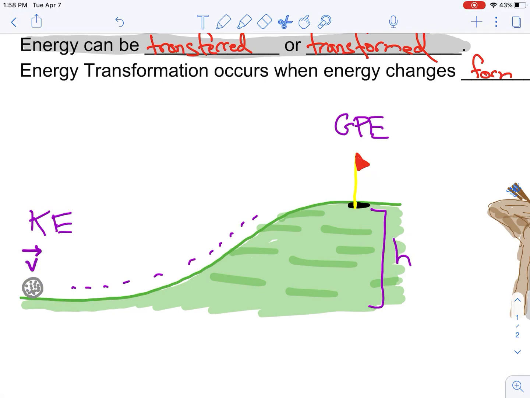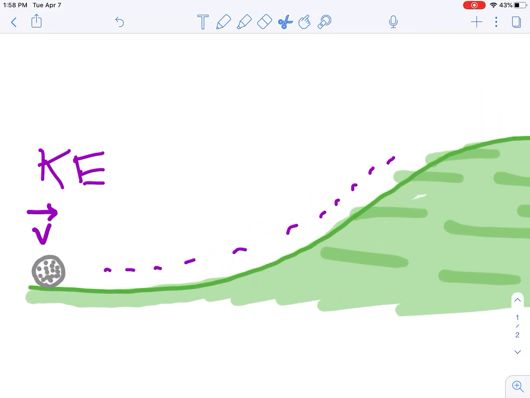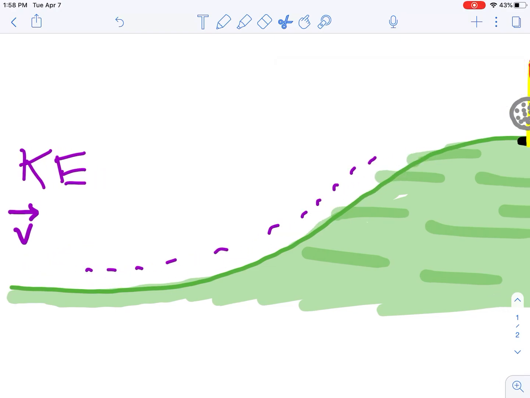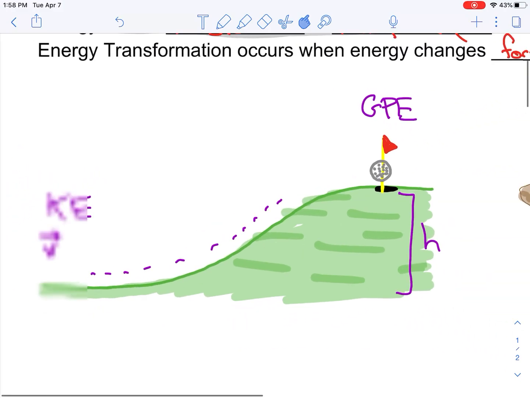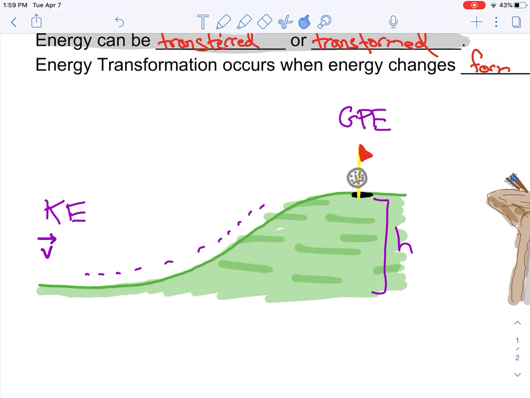When this golf ball, try to get this golf, I took the green with me. I always try to animate and it never goes well, but you know what? I always try anyways.